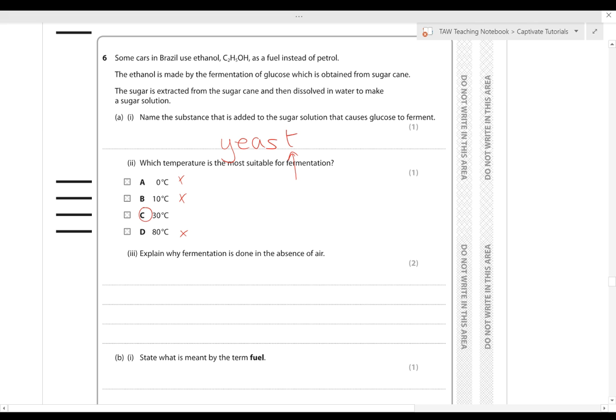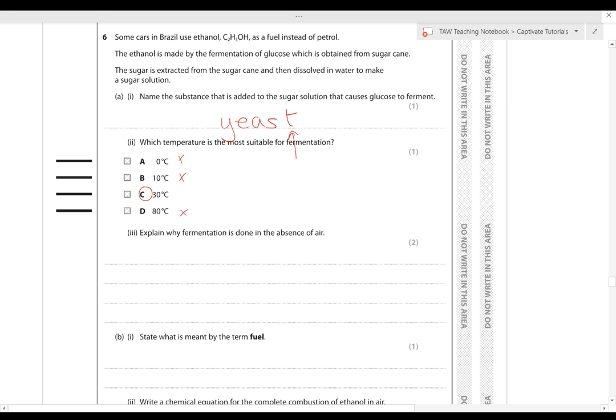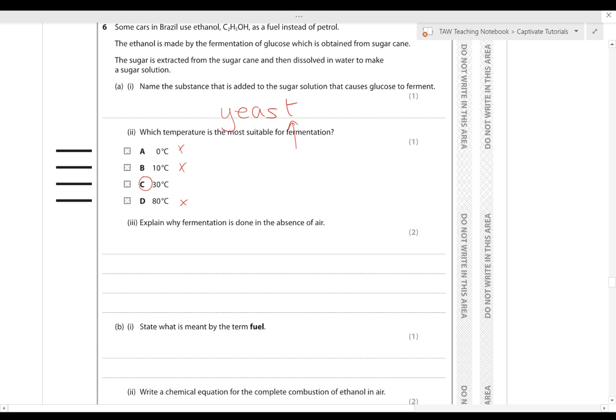Now, why do we do fermentation in the absence of air? There's actually 2 reasons for this. There's 2 explanations. The first explanation is that in the absence of air, yeast will undergo anaerobic respiration. And as a result, this produces the ethanol that we want when we ferment sugar. Ethanol is the fuel we want out of it. So that's the first explanation.